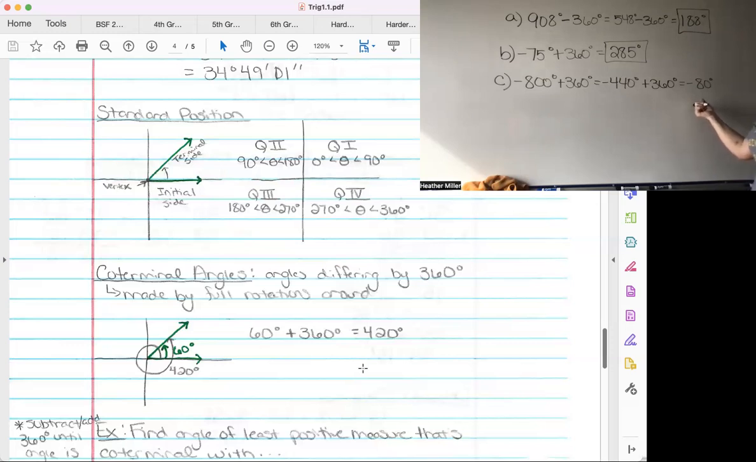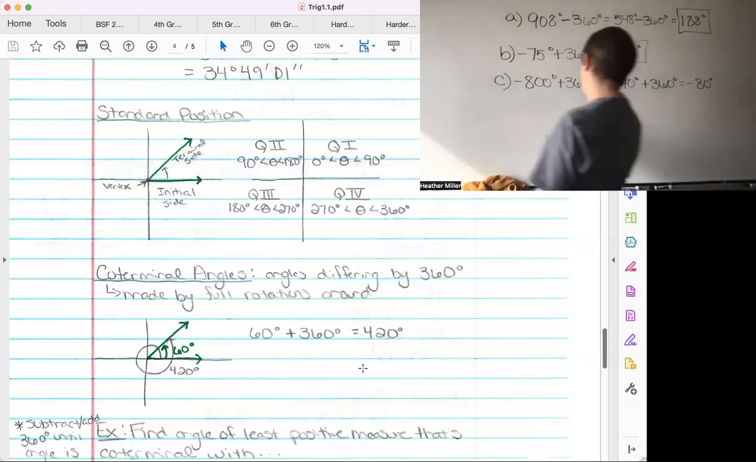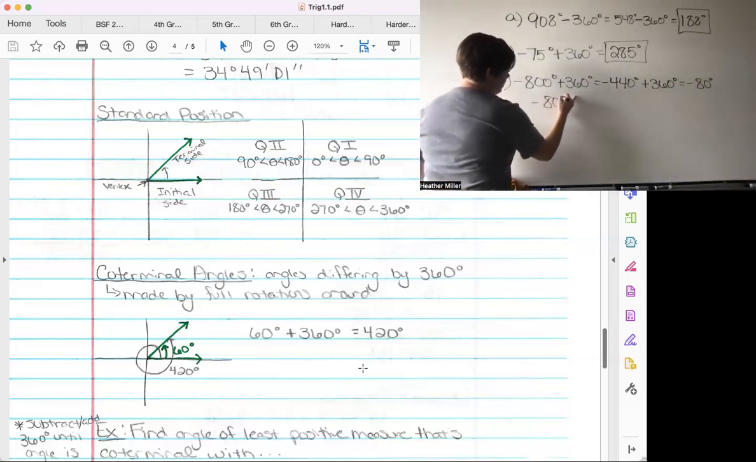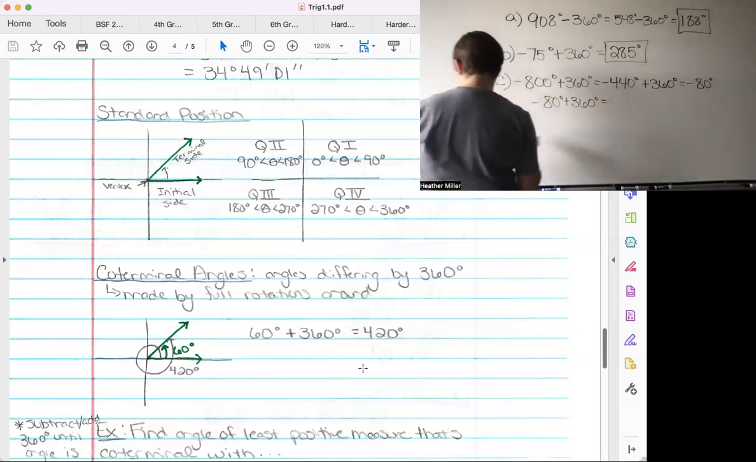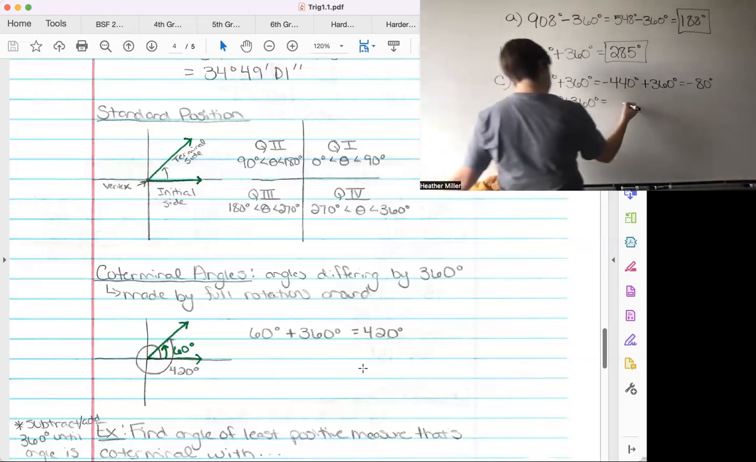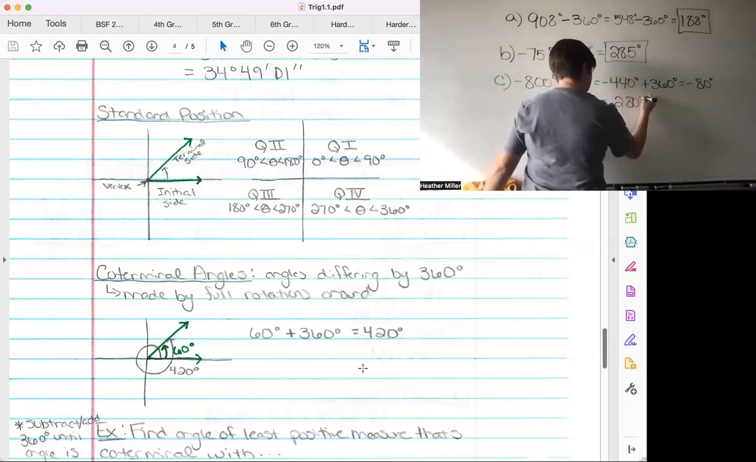Well, that's not positive yet, so I'm going to have to add. I'm going to come down here: negative 80 degrees plus 360 degrees equals 280 degrees.